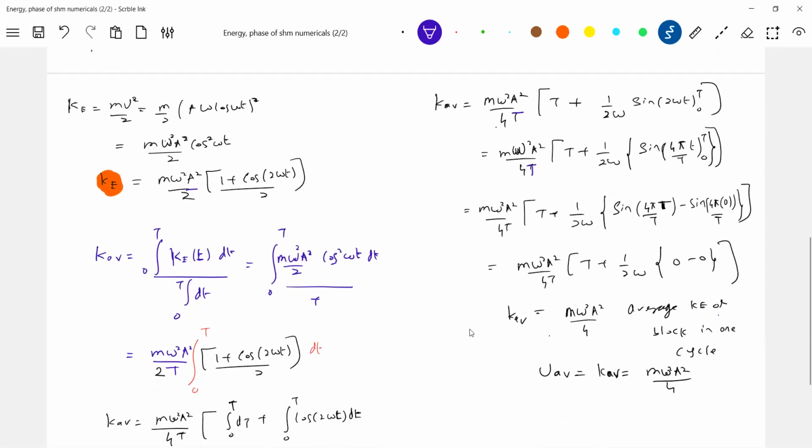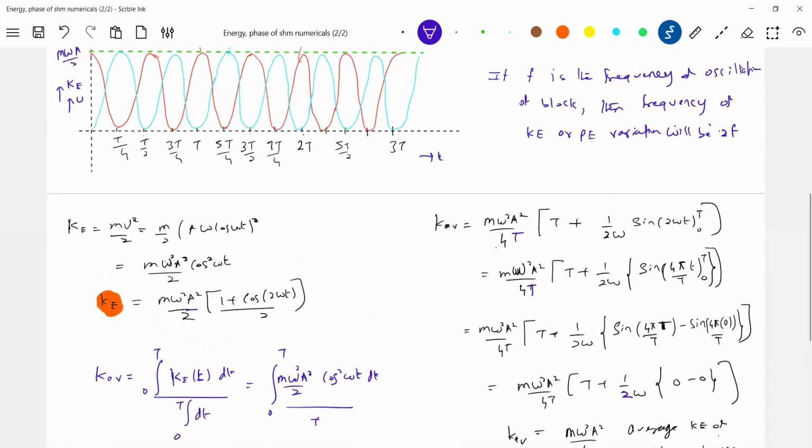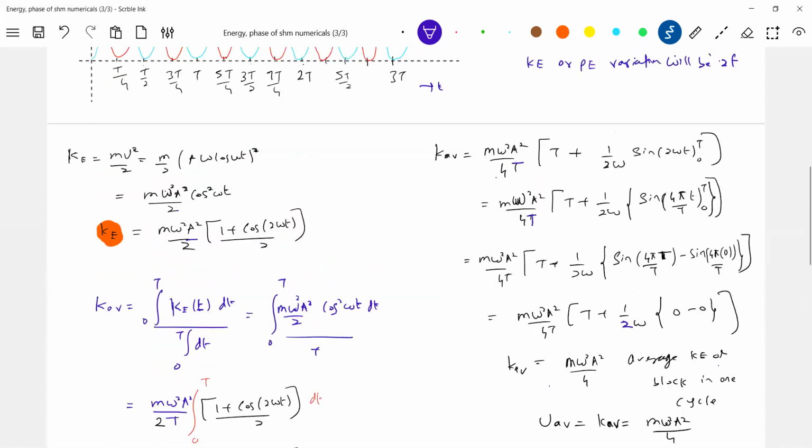Okay, just see once. Shall I go for the next one? So we have the potential energy and kinetic energy. Let's go for them as a function of position. We'll plot it. We'll see what we get here. I'll take the spring block system.